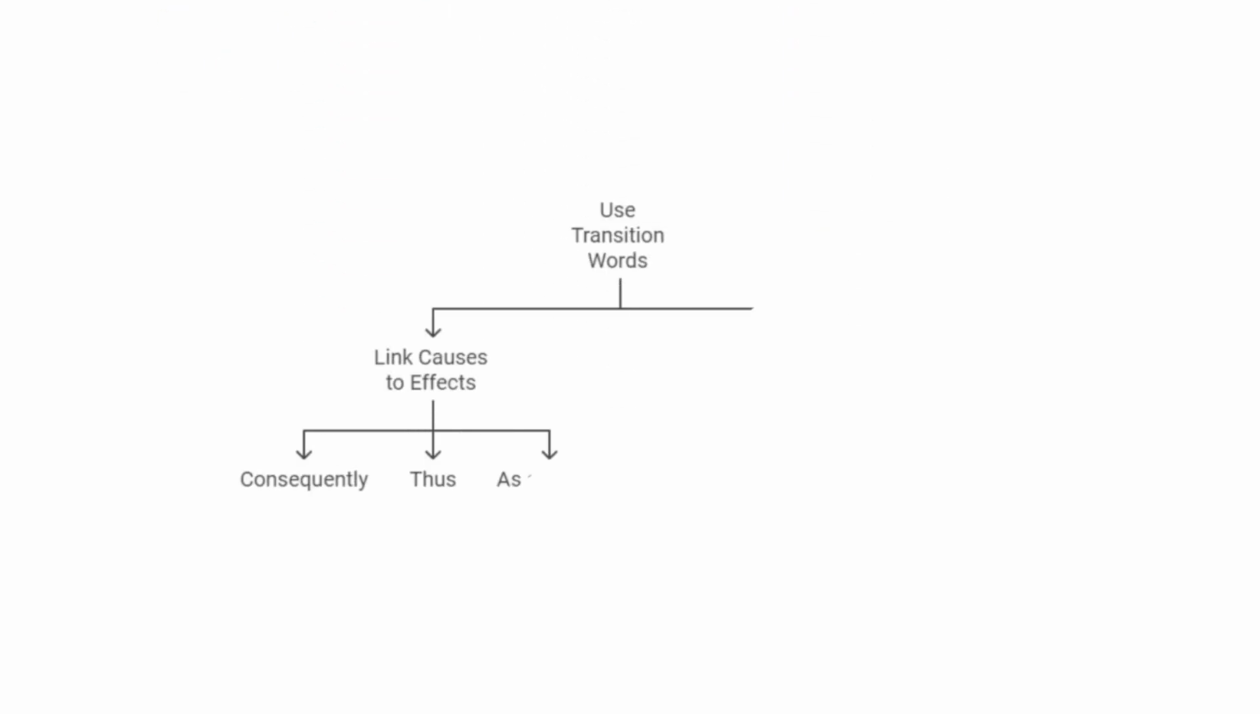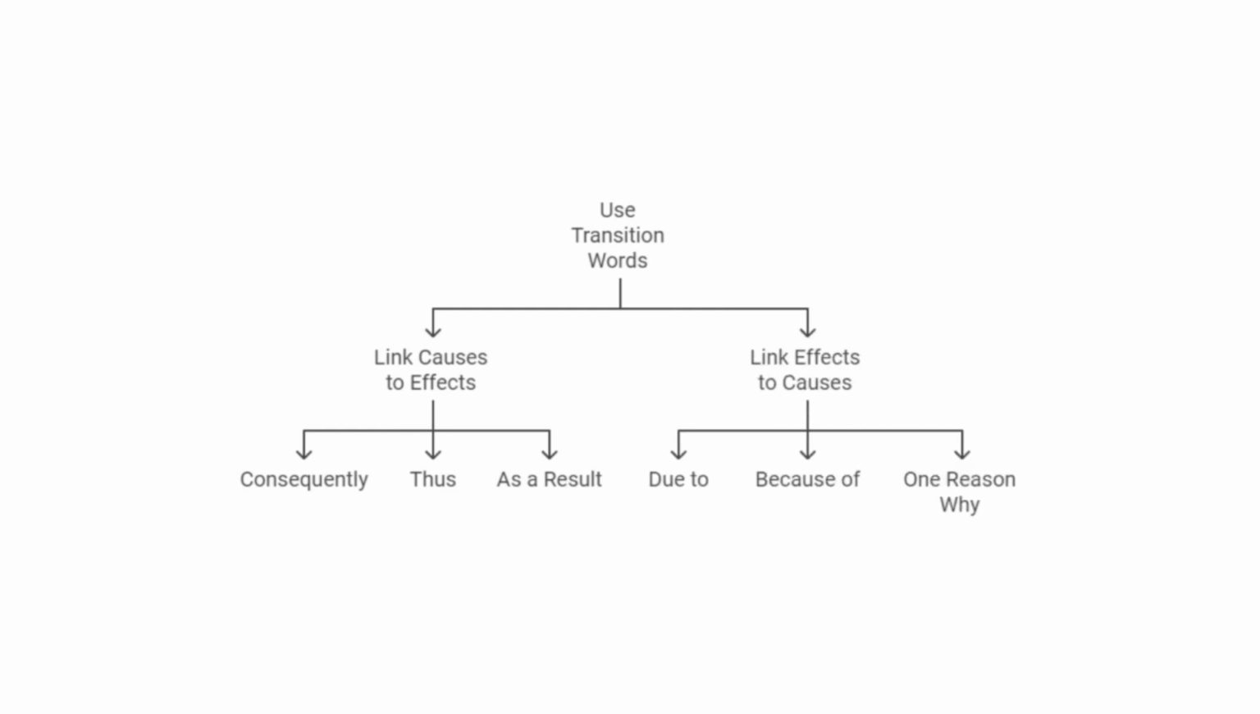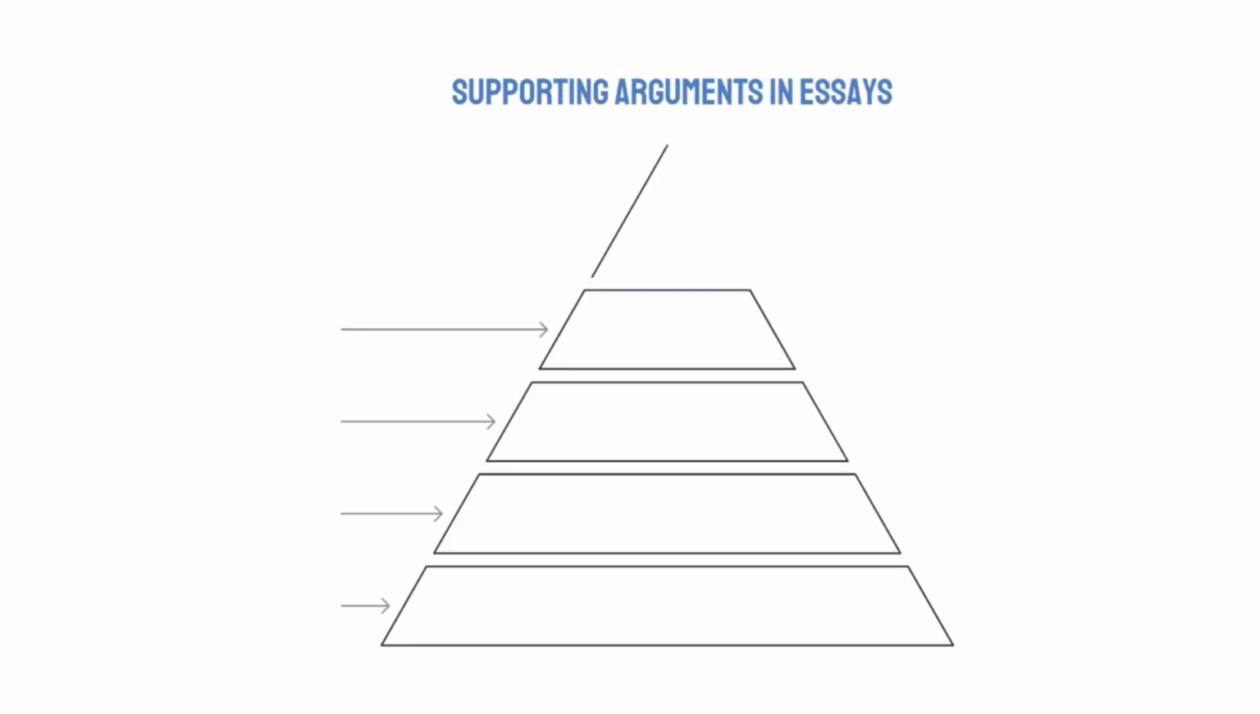Transition words are like the doors between rooms. They help you move seamlessly from one idea to the next. Words like consequently, thus, and as a result are great for moving from causes to effects, while phrases like due to, because of, and one reason why help link effects back to causes.